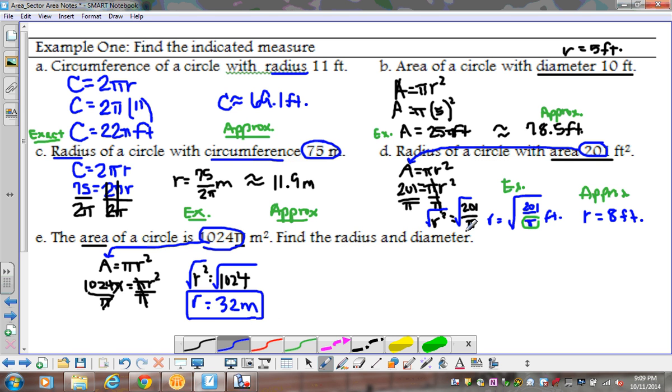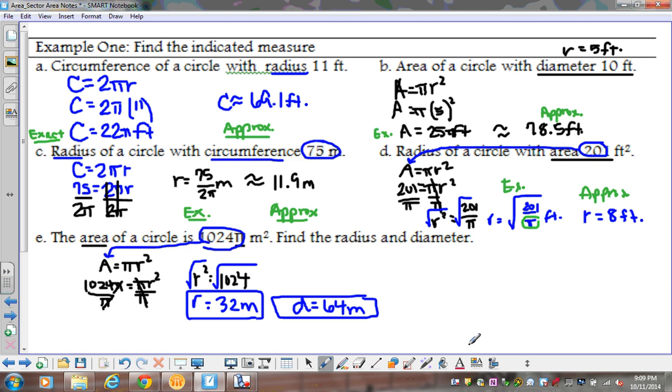Now to find my diameter, remember that just means I multiply my radius times 2. So my diameter, 32 times 2, is 64 meters. And there we go. I used the fact that I knew my area, found my radius, and then found my diameter. Cool. So that should be it on the front side of the notes. What we want to do is go to the back side of the notes and start talking about sector area.